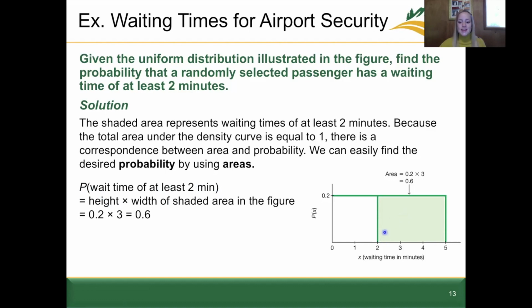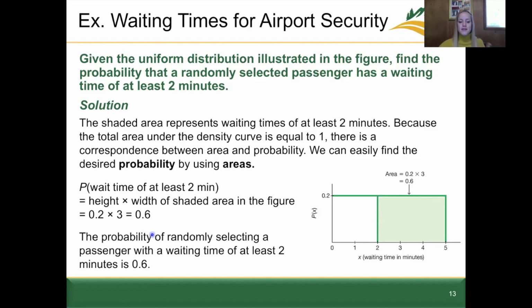Well, the height is the same for all of our variables, so the height is 0.2. The width in this case would be from 5 to 4 to 3 to 2. So our width is 3, so 5 minus 2. That means the area under the curve, or the probability of a wait time of at least 2 minutes, is 0.2, the height, times 3, which is the width. So we get an answer here of 0.6. So here's our answer. The probability of randomly selecting a passenger with a waiting time of at least 2 minutes is equal to 0.6.